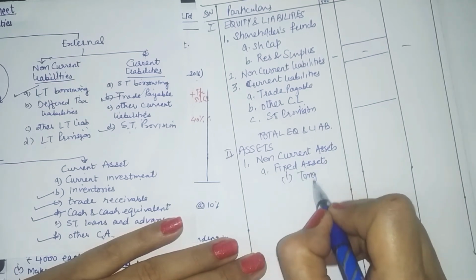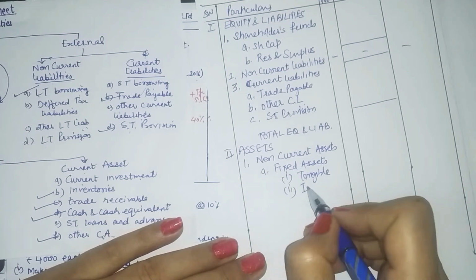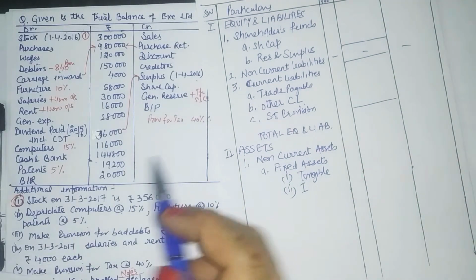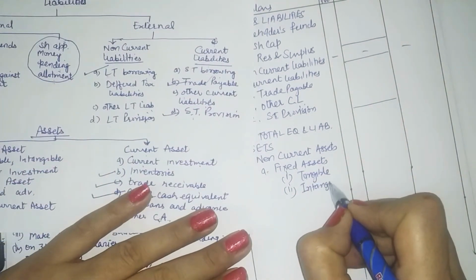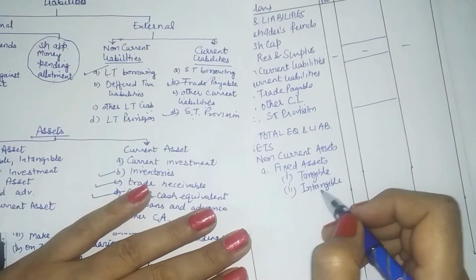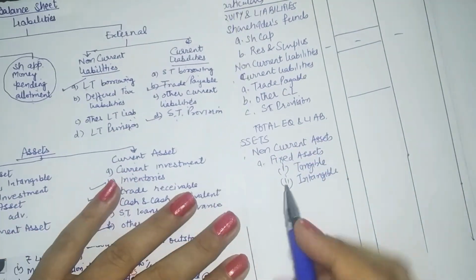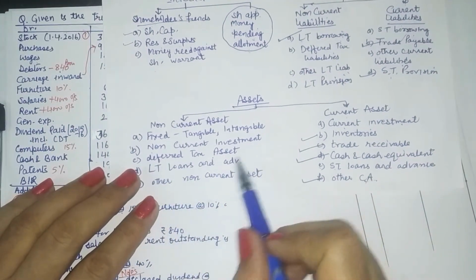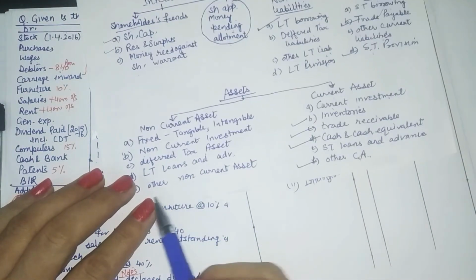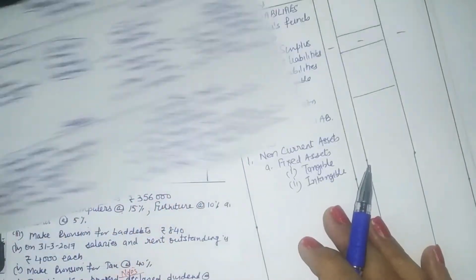Tangible. So we are given tangible assets. Intangible is also given in this question, right? Patents. Okay. Then you have tangible and intangible assets in the making, which are in the process of making, which are not given in this question. Then you have non-current investment, deferred tax assets, long-term loans. Alright, so if any such thing is given in the question, we'll write the subcategory.